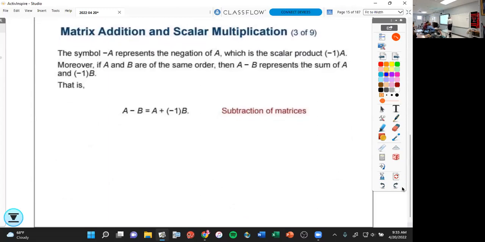The symbol -A represents the negation of A, which is the scalar product of -1 times A. Moreover, if A and B are of the same order, then A minus B represents the sum of A and -1B. That is, A minus B is equal to A plus -1 times B.